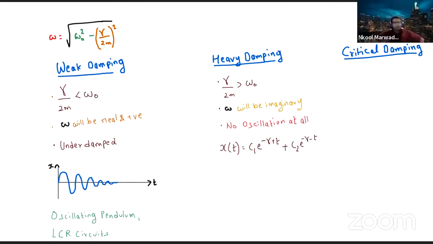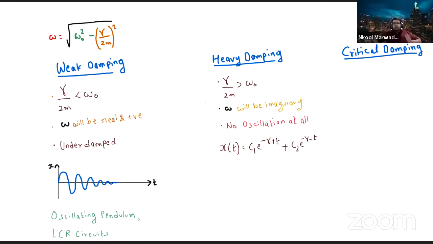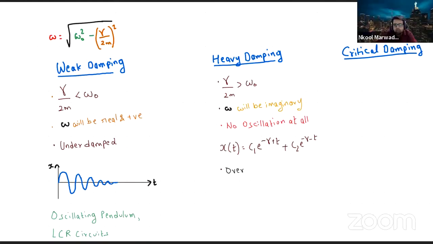Like if we have a sponge, we press it and we see that after some time it will regain its shape. It will not oscillate, like, okay, it will expand, then stretch, expand, stretch. That it will not do. And hence we call it heavy damping. Heavy damping we also call overdamped. And here the damping increases with time.